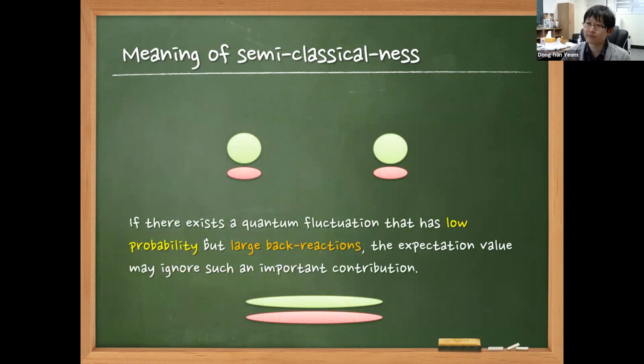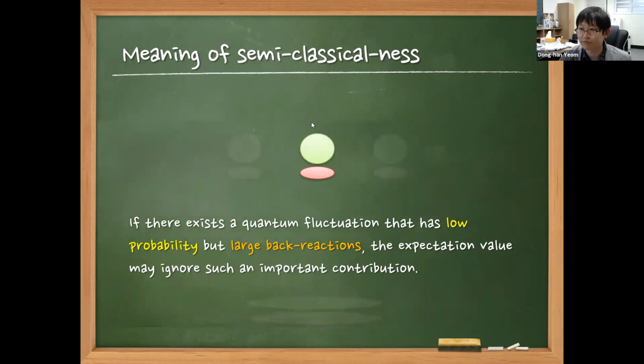So maybe you may ask if there exists a quantum fluctuation that has a very low probability. I mean, this has a very low probability, and this has very large back reactions. Then the expectation value may ignore such an important contribution because the back reaction is very big and the probability is very small. If you average all the quantities, then maybe the average point will be here. Then you can completely ignore such contributions. However, this term may be very important in some aspects.